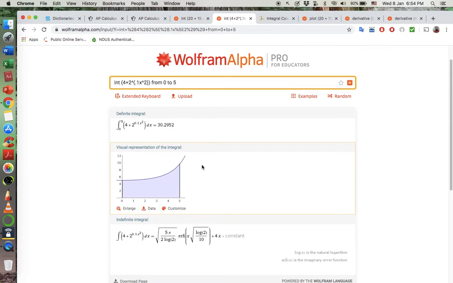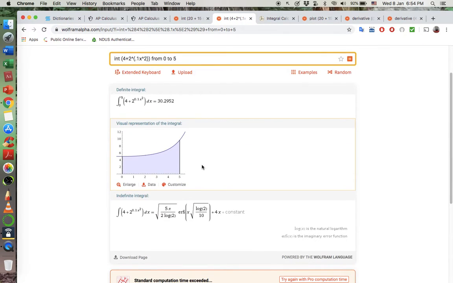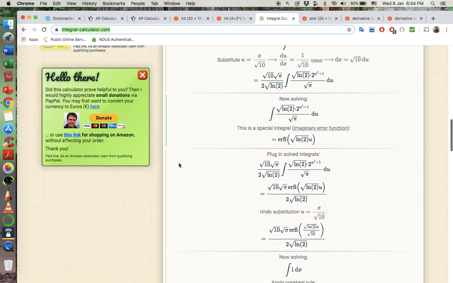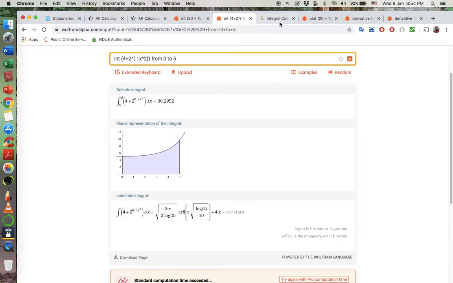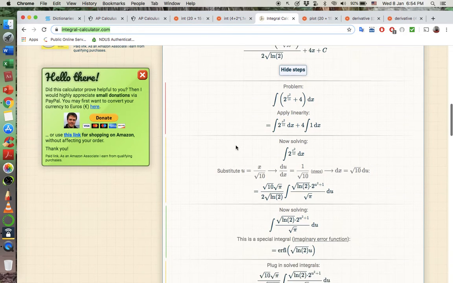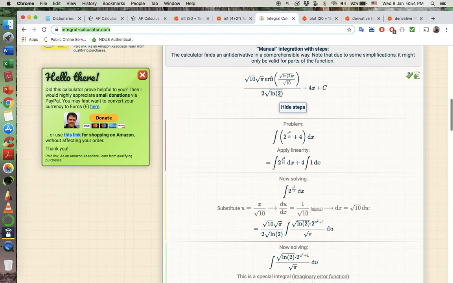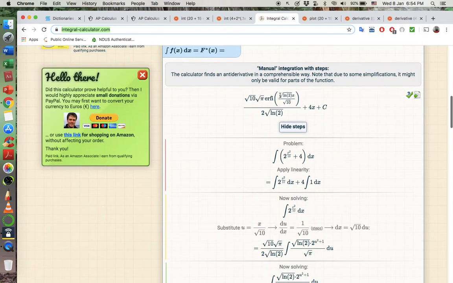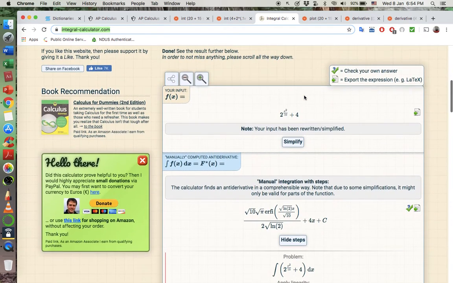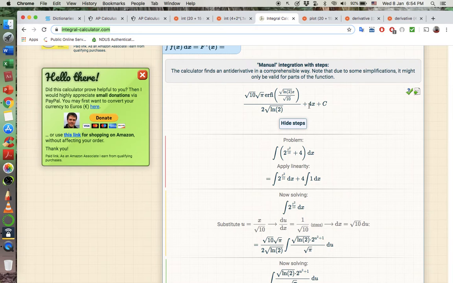Now Wolfram actually wouldn't even give me the step-by-step because it took too long, so I had to find another website. Oddly enough, this one is free, whereas Wolfram I had to pay for. So we've got all the steps mapped out here. Again, it's really complex. We start with changing the 0.1 to a fraction. We're going to do a little bit of integration by parts.